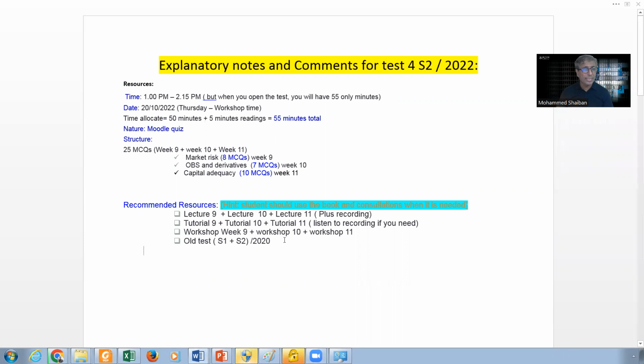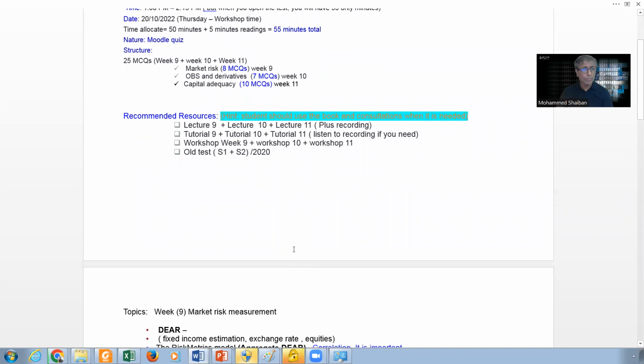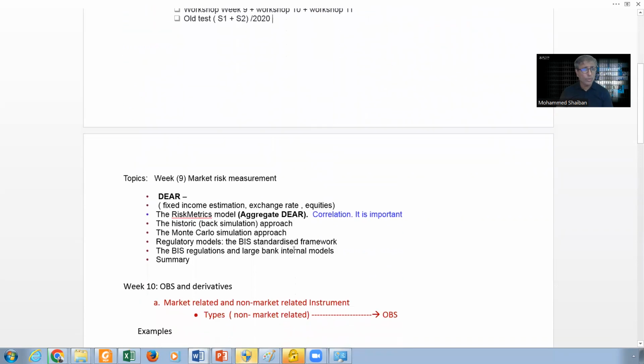This is the material, but of course, as I told you, I want you to look at this also, which is old test 1 and test 2. Look at the other issues. Of course, the tutorials, you have to look at them, and also the workshops. I have uploaded for you all the workshop solutions. Now, let me go over those.